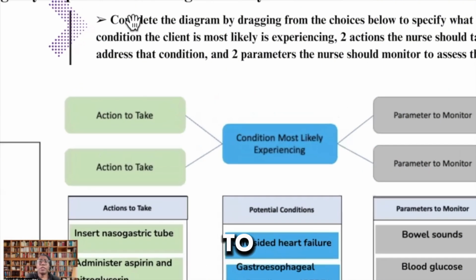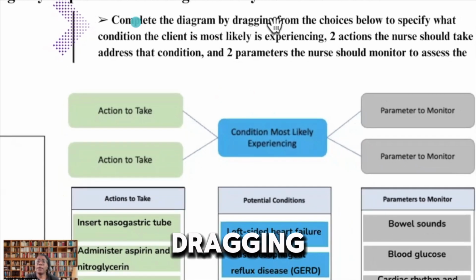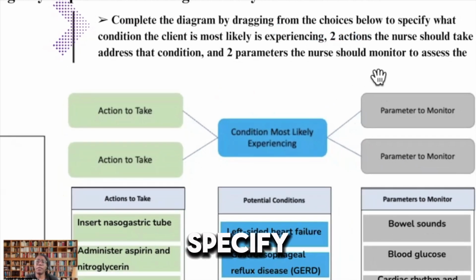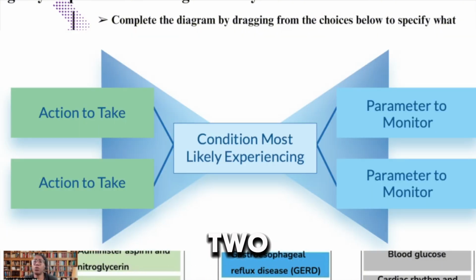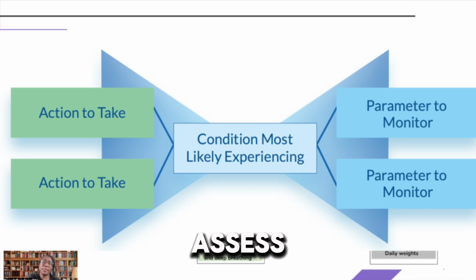The instructions are to complete the diagram by dragging from the choices below to specify what condition the client is most likely experiencing. You'll do that first. Then 2 actions the nurse should take to address that condition. So first you need to know the condition, then you'll pick the 2 actions. And then finally, 2 parameters the nurse should monitor to continue to assess the patient.